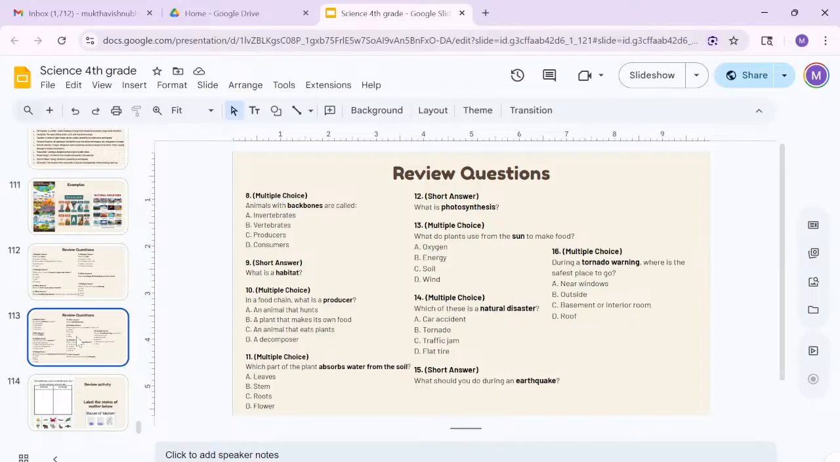During a tornado warning, where is the safest place to go? A basement or interior room without windows. We don't want the windows to shatter. And those are basically the answers. They should have been pretty simple.